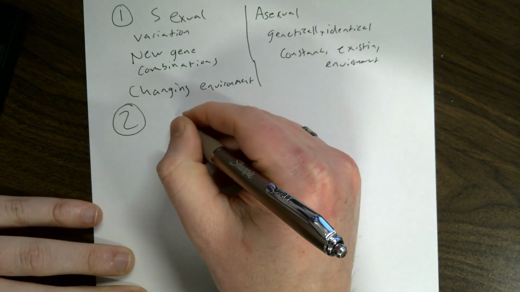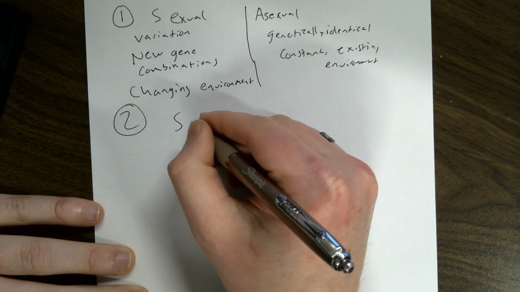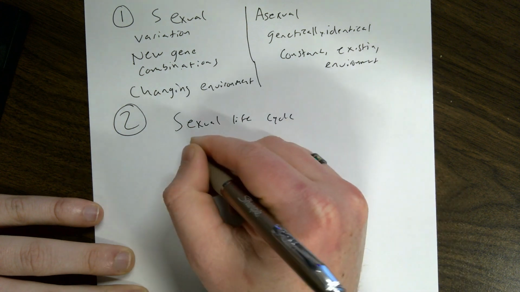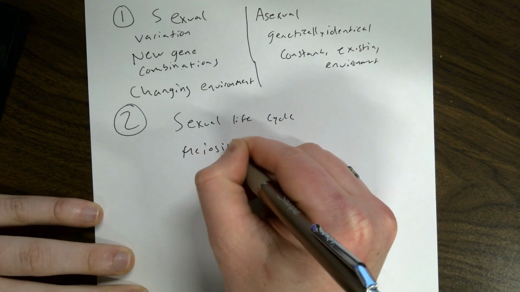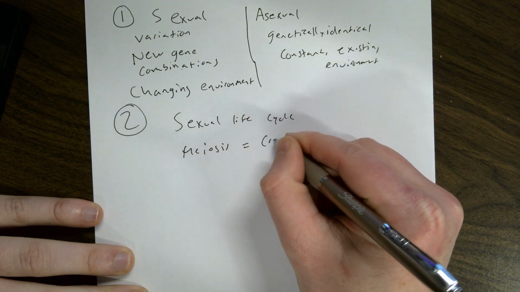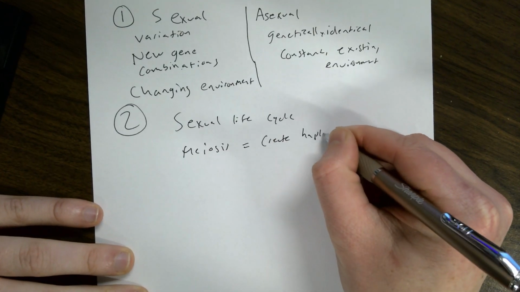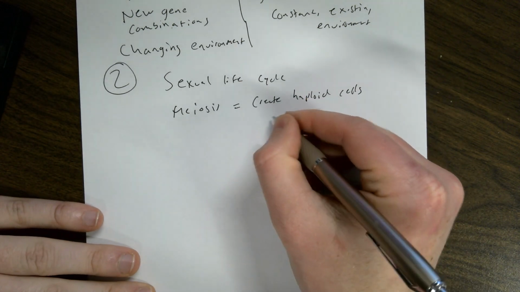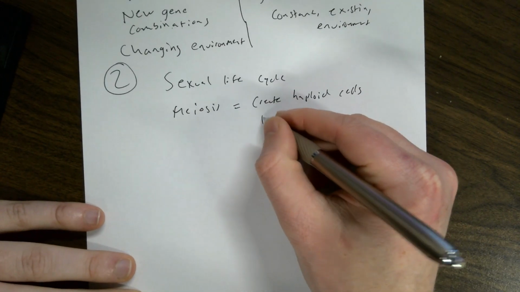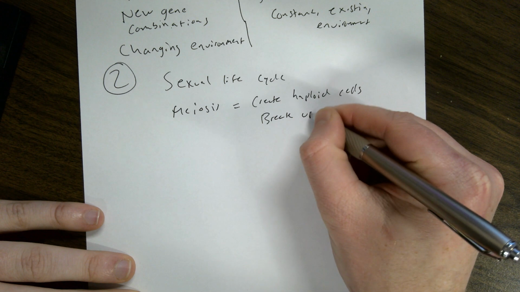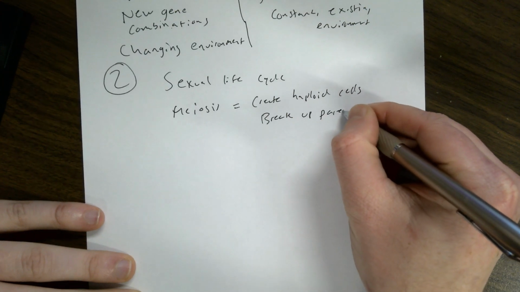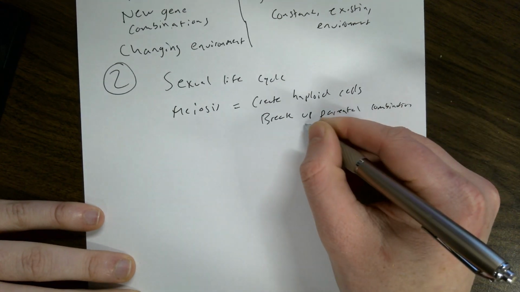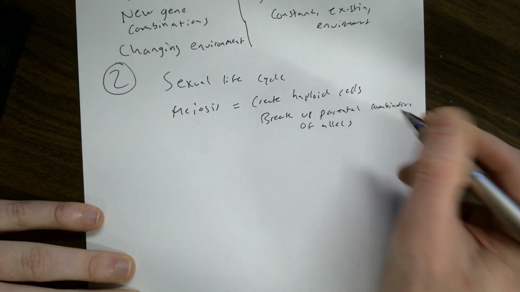Alright, so to allow for this sexual reproduction, you first need to do meiosis. So meiosis is the first step, and this is going to create haploid cells. And so it's going to create these cells that have half the chromosomes, and what they're going to do is break up parental combinations of alleles. So you get these new combinations.